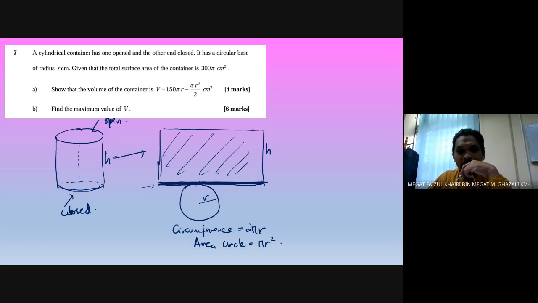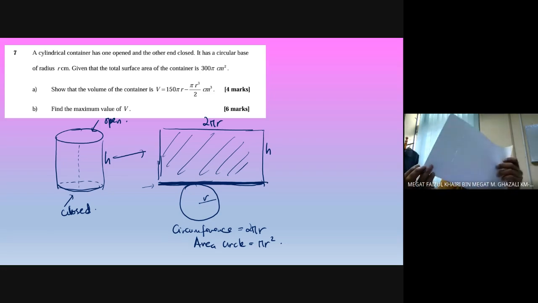The length of this is equal to the perimeter or circumference of the circle, which is 2 pi r. Why? Because from this paper, from this body, we form the container, and this is the circumference of the circle. And when we open it up, the circumference is the length of this paper.